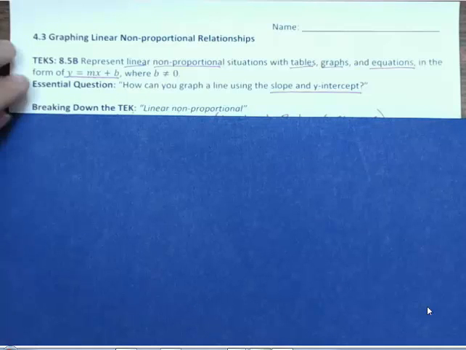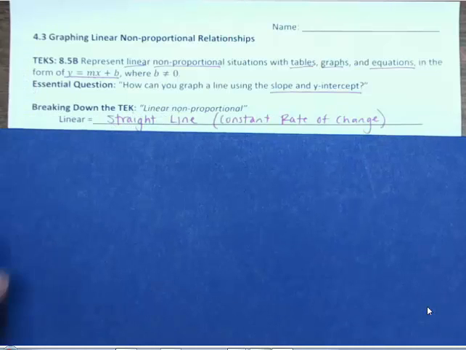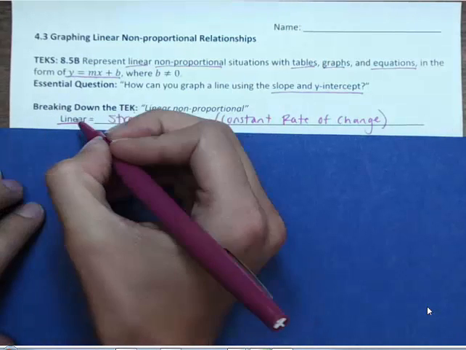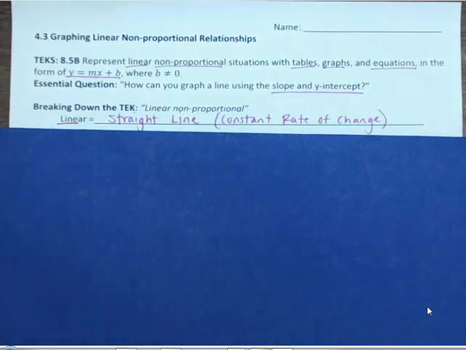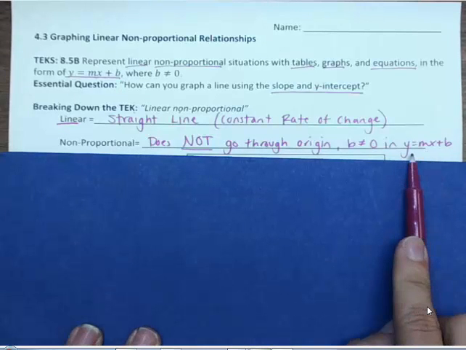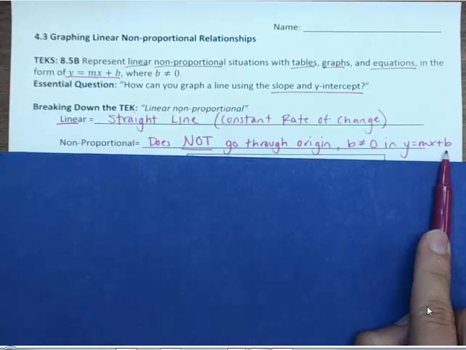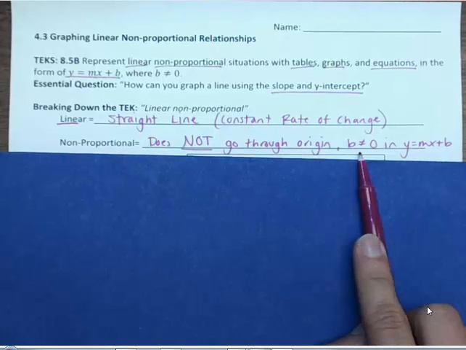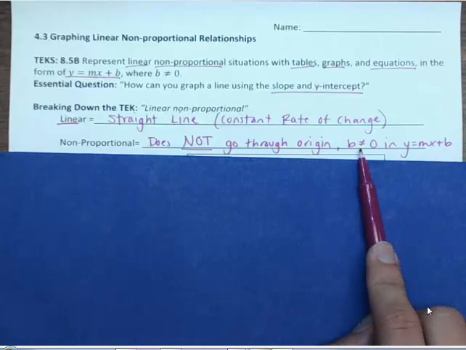First, the word linear. Linear actually has the word line in it, and it simply means that it's a straight line, because the rate of change is constant. Non-proportional means that it does not go through the origin, and when we look at the equation in slope-intercept form, y equals mx plus b, that b is actually a number. It's not 0 anymore, like when we were looking at proportional relationships. So non-proportional means it does not go through the origin, and that b is something other than 0.